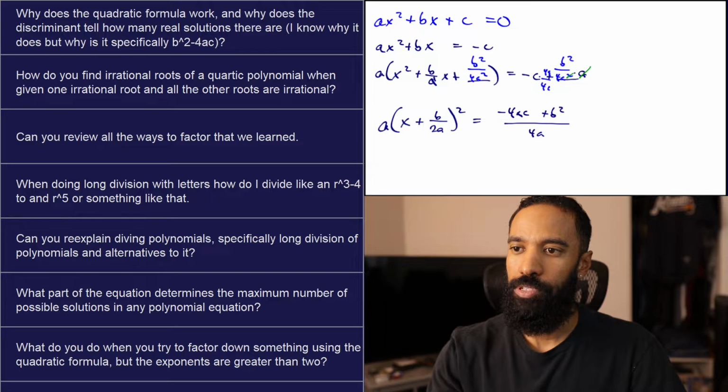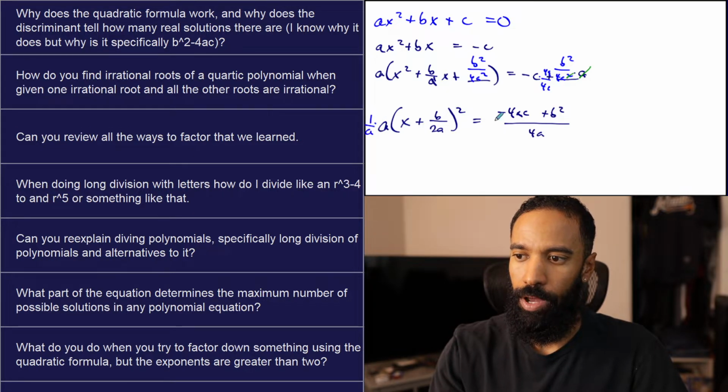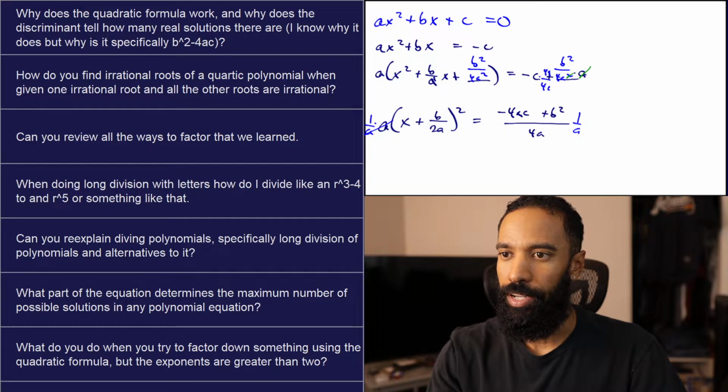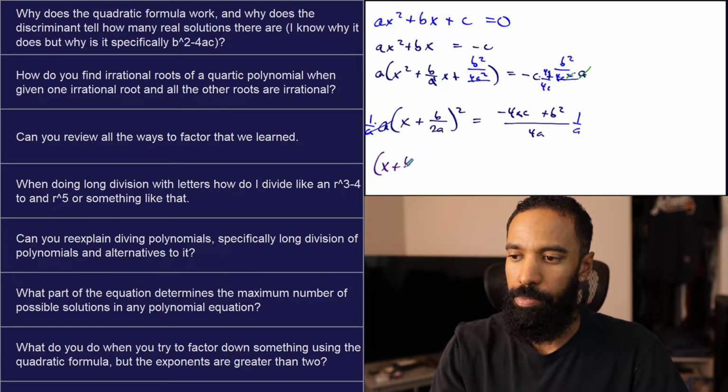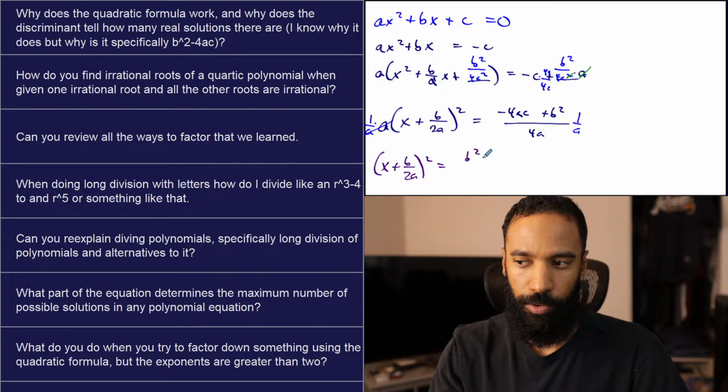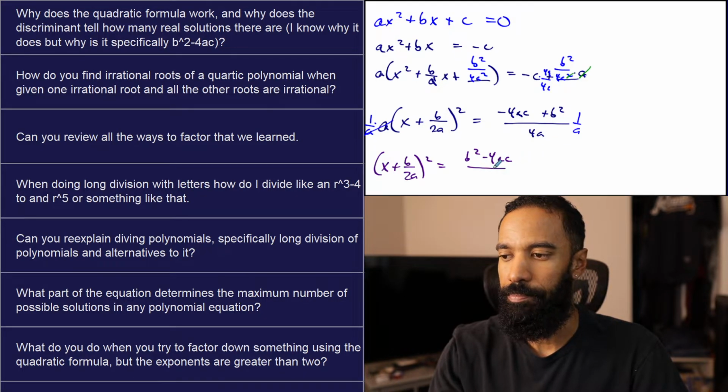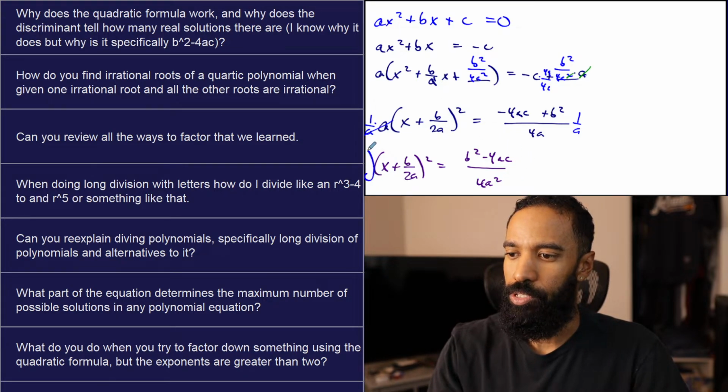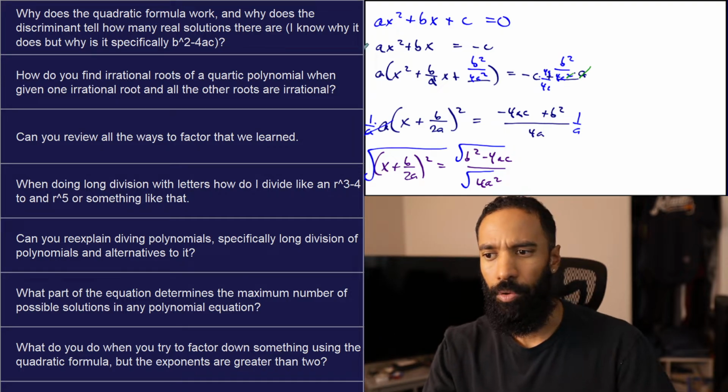If I divide both sides by a, which is also multiplying by 1 over a, then this will have a 4a squared over here. So I'll have x plus b over 2a squared equals, I'm going to rewrite these to b squared minus 4ac, of course, because that's what we see in the formula as well, over 4a squared like that. I take the square root of both sides, and in doing so, take the square root of both the top and bottom. You know what I mean? The whole thing like that.